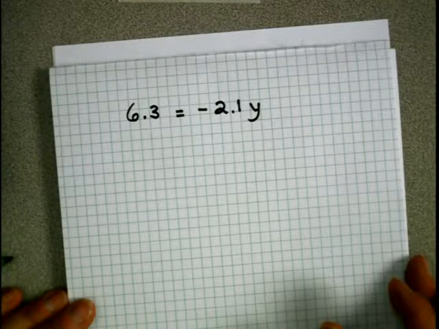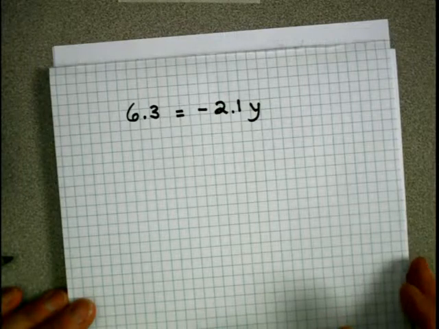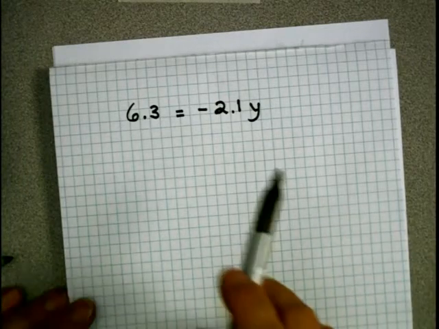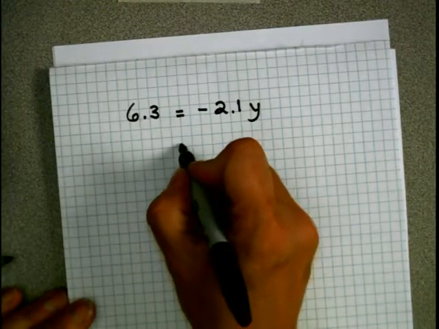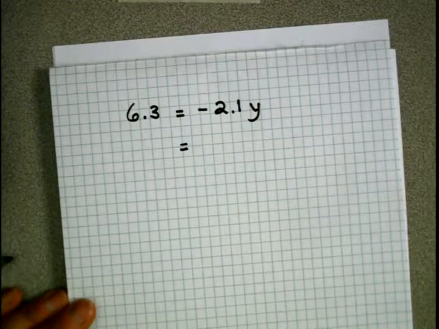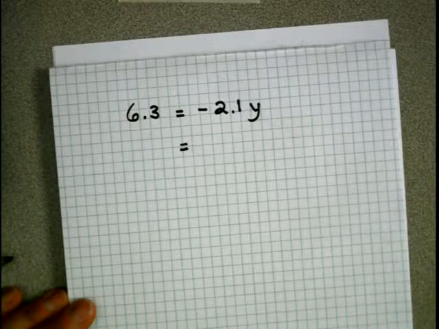Today we're going to use the multiplication principle to solve an algebraic equation. An algebraic equation is balanced, and therefore there's an equal sign in the middle. And so we want to solve for y. Y is our variable. And so in order to solve for y, we need to isolate it, get it by itself.